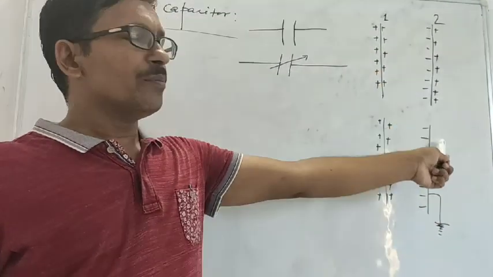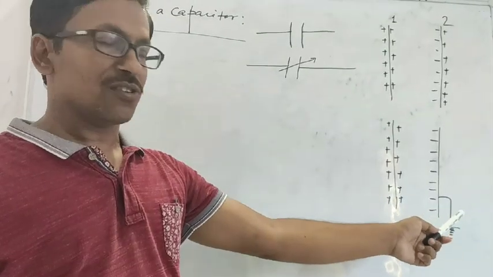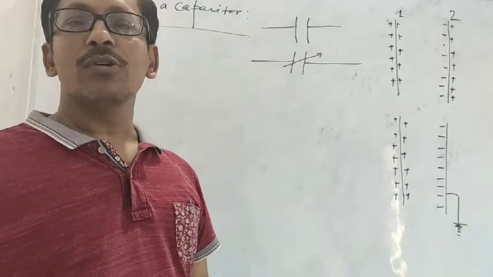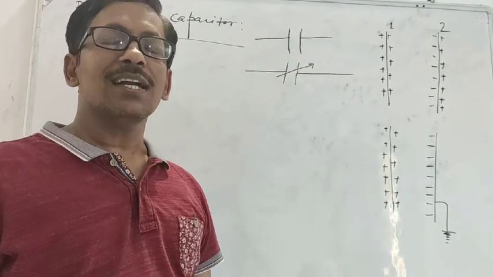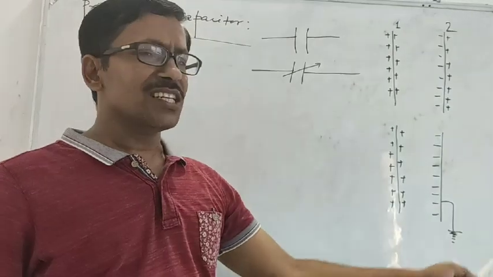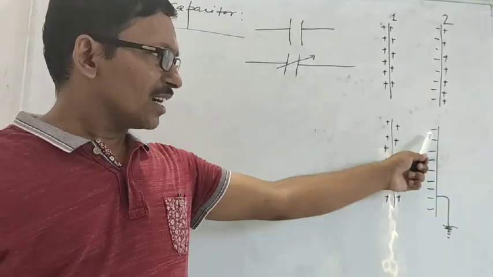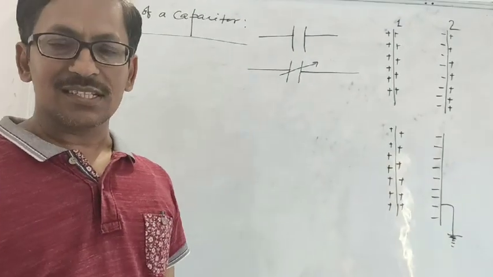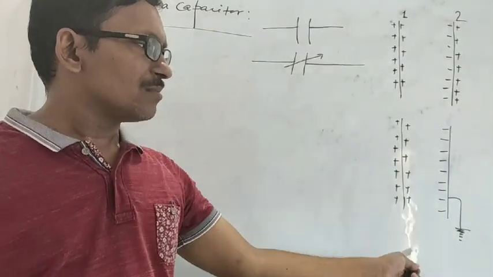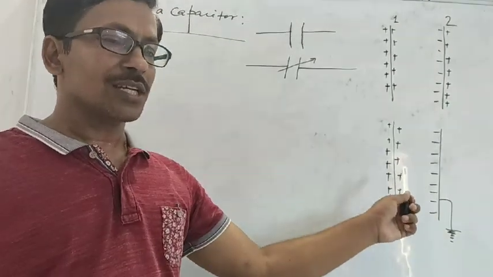These positive charges will be neutralized due to the flow of electrons from earth to this. Earth is always considered to be at zero potential. So now you see these charges are neutralized, and these charges will remain there. These negative charges are called bound charges. This is due to the attractive force of these positive charges. This will remain there, and this will reduce the total charge.